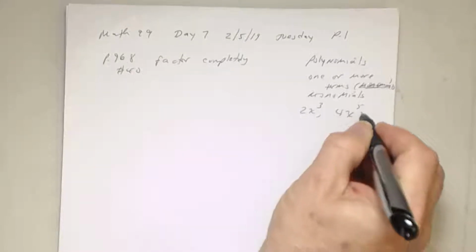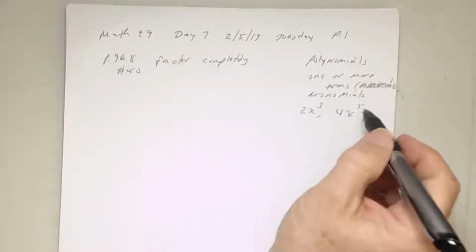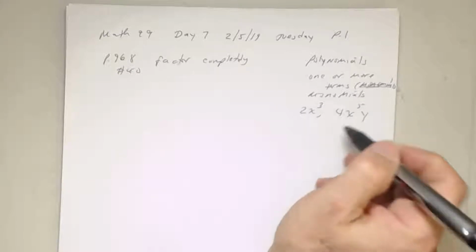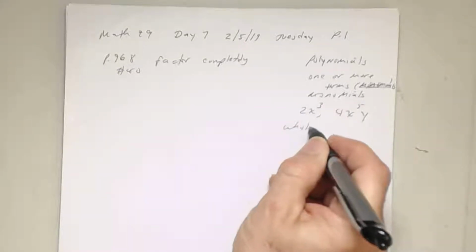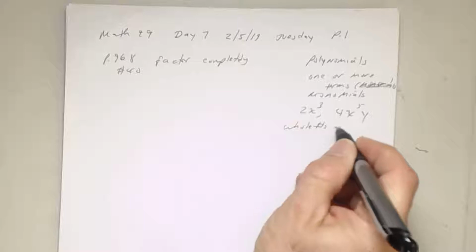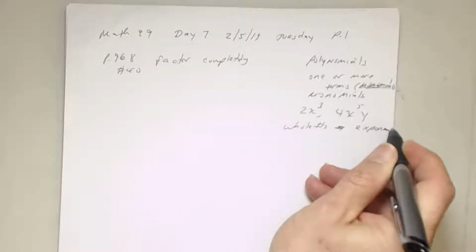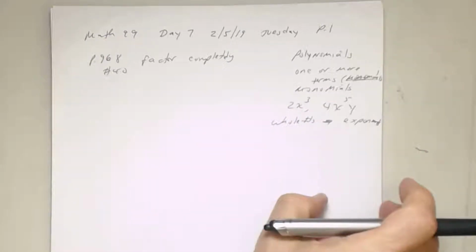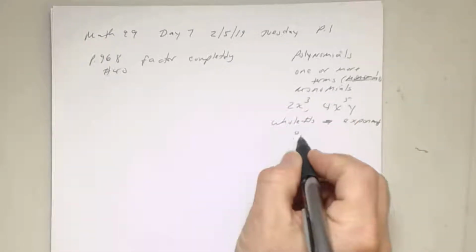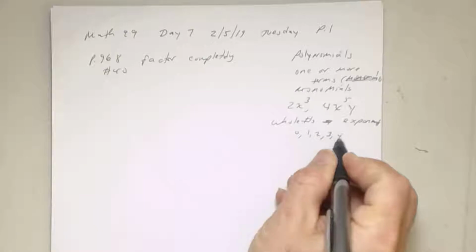4x to the fifth y. Notice the exponents are whole numbers. Remember, your whole numbers, exponents. Okay, so your exponents are whole numbers. Your whole numbers are 0, 1, 2, 3, 4, and so on. Those are your whole numbers.